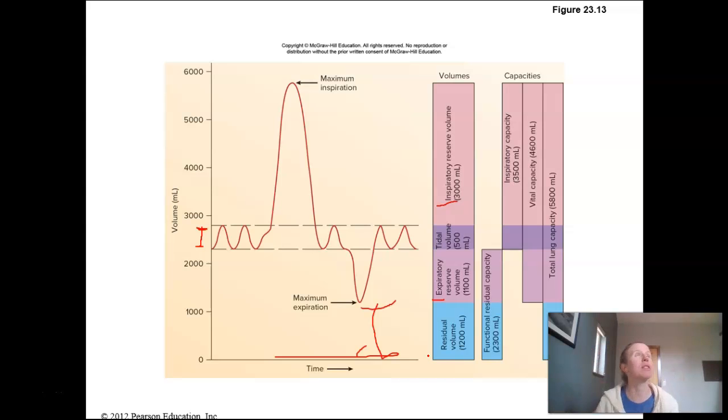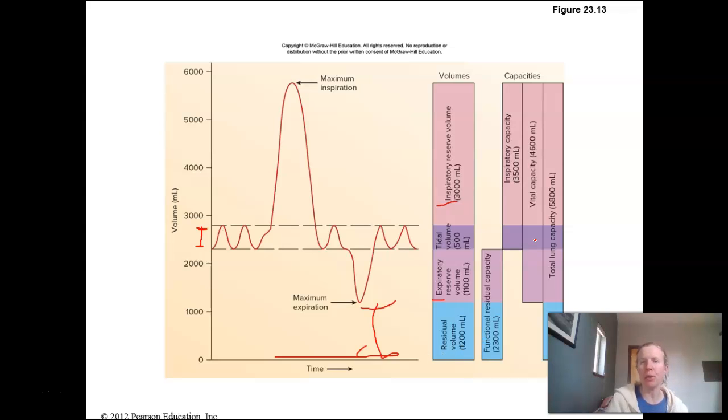You don't, how do I say this? You don't want the lungs to completely collapse, right? All the alveoli to close. So you have to leave some air in there. And so that's what we're going to see here in this residual volume. Okay, so those are the 4 important volumes.